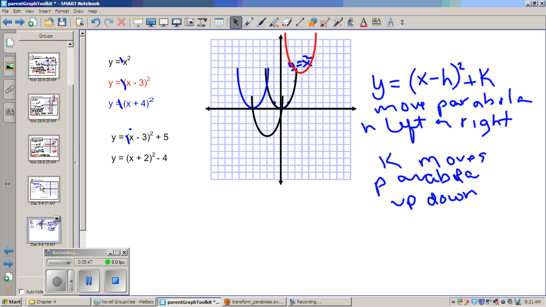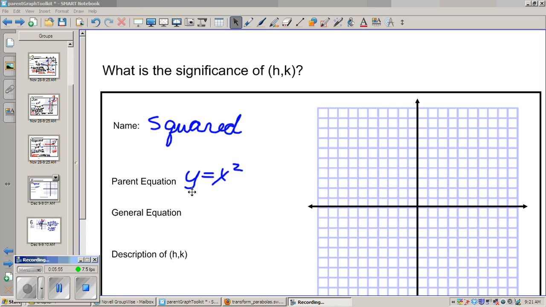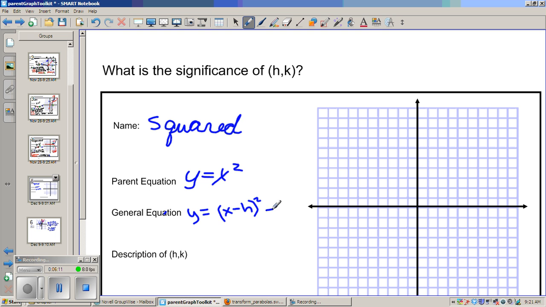And so one thing we did was we took notes on this sheet that's the parent graph sheet. And so the general equation, the parent equation was y equals x squared, but the general equation would be y equals x minus h squared plus k. And then there would be an a before that. So a times x minus h squared plus k. And then the description of hk is that hk is always the vertex of the parabola.